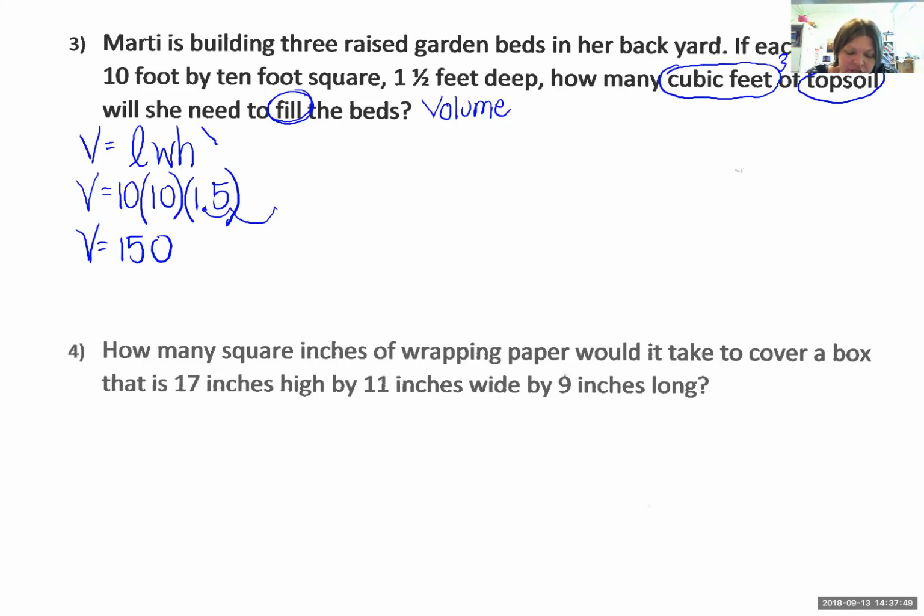Now, there are no ugly decimals here. I don't need to round, so this is a nice exact answer. But the only question is, 150 what? Cubic feet. Exactly. Cubic feet. This is a measure of volume. We need a cubic unit to fill something. So the volume of that little raised flower bed would be 150 cubic feet.